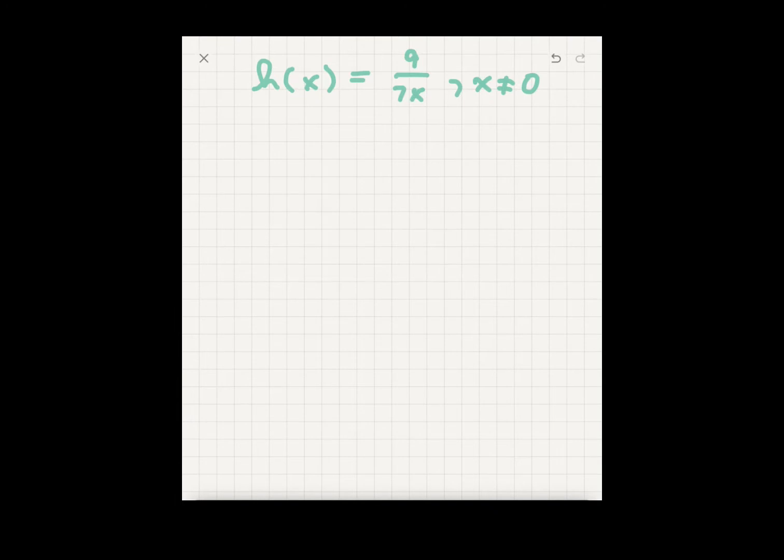Hi, this is Connor, and I wanted to talk about composition of a function with itself. So I started with this function h of x. I have 9 over 7x as long as x is not equal to 0.